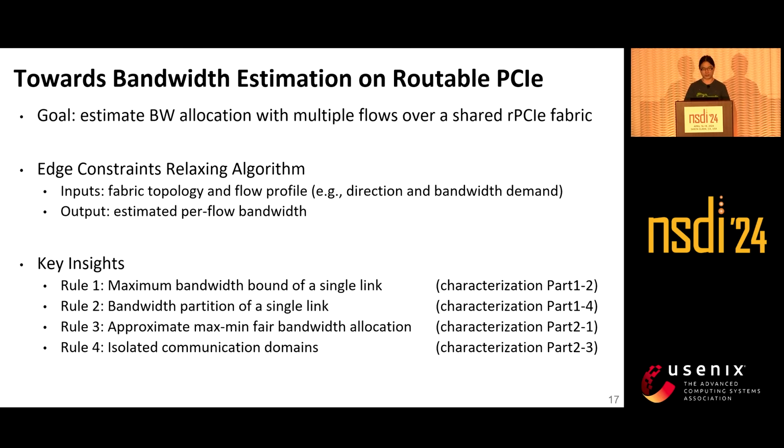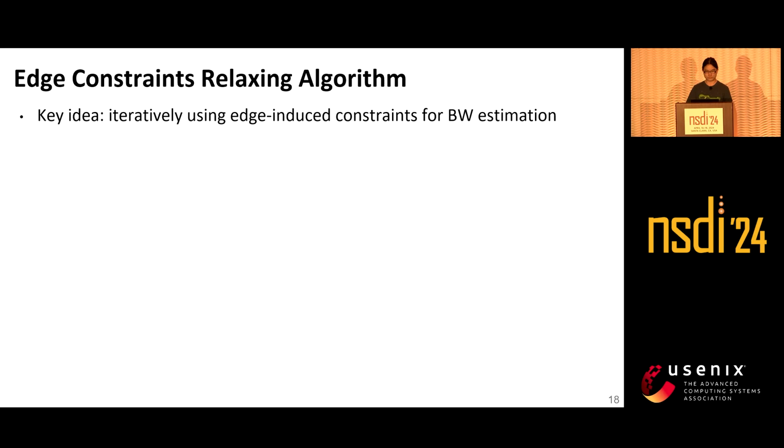The third rule is the approximate max-min fair bandwidth allocation. When multiple flows are sharing a common link, their bandwidth share should be a max-min fairness, which is the characterization part 2.1 we just discussed. The last one is isolated communication domains. That is, the orthogonal paths have no effects on each other, which is the characterization part 2.3. For more details of these 4 rules, you can find in our paper.